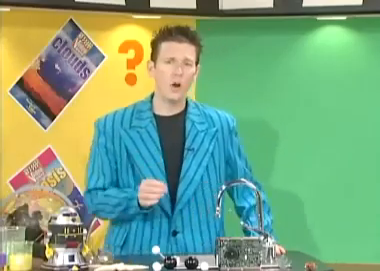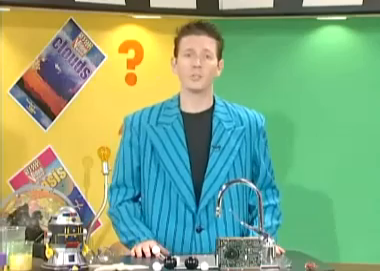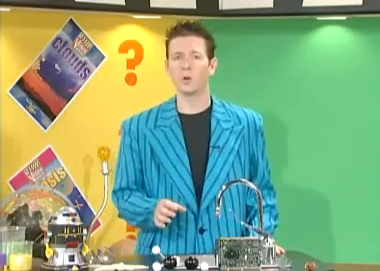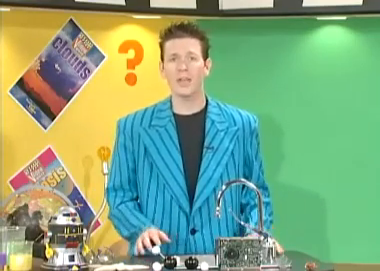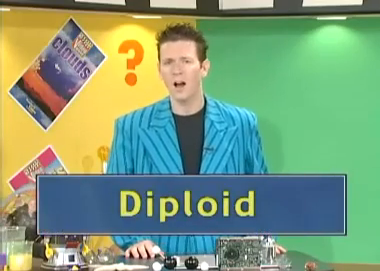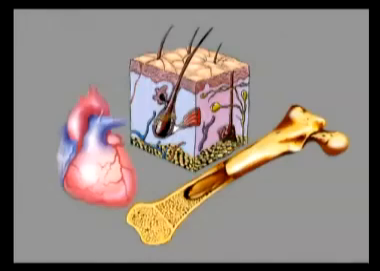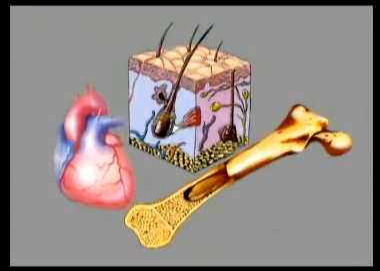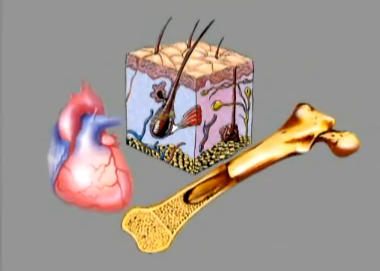Now, these chromosome pairs are very important. In order for a cell to function properly, it must have 1 pair of each type of chromosome. This means for a human cell to work, it must have 23 pairs of chromosomes. A cell that has the full number of chromosomes is called a diploid cell. Almost all of the cells in the human body are diploid. Your heart, bone, and skin cells are all diploid, having 46 chromosomes total.